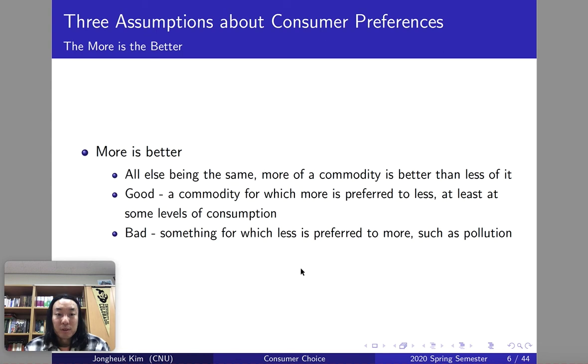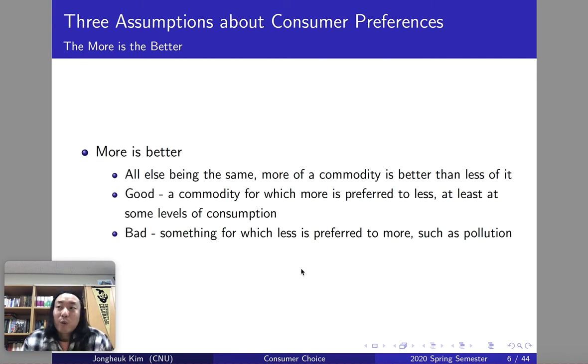The third one is more is better. That's a really intuitive one, right? So with all the conditions equal, a bundle with more of a commodity is always better than a bundle with less of that commodity. So if you consume less of any bundle, then your happiness will be worsened for sure.